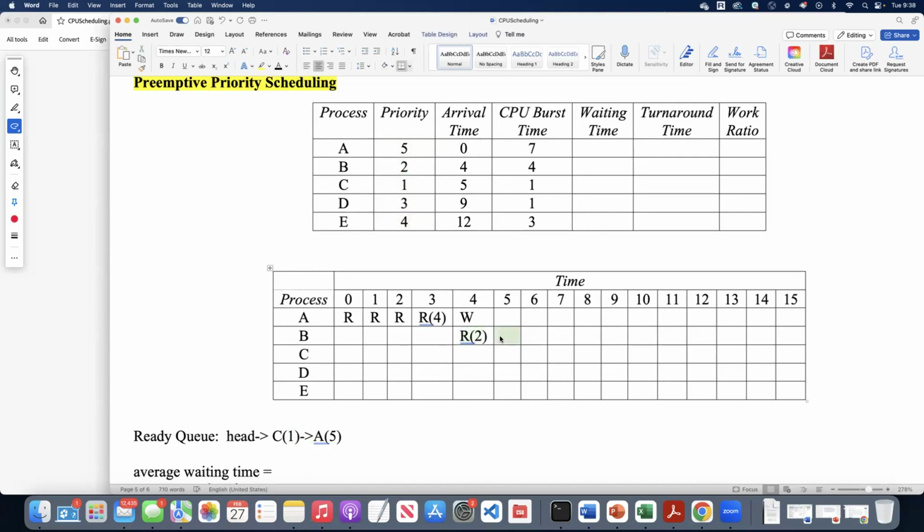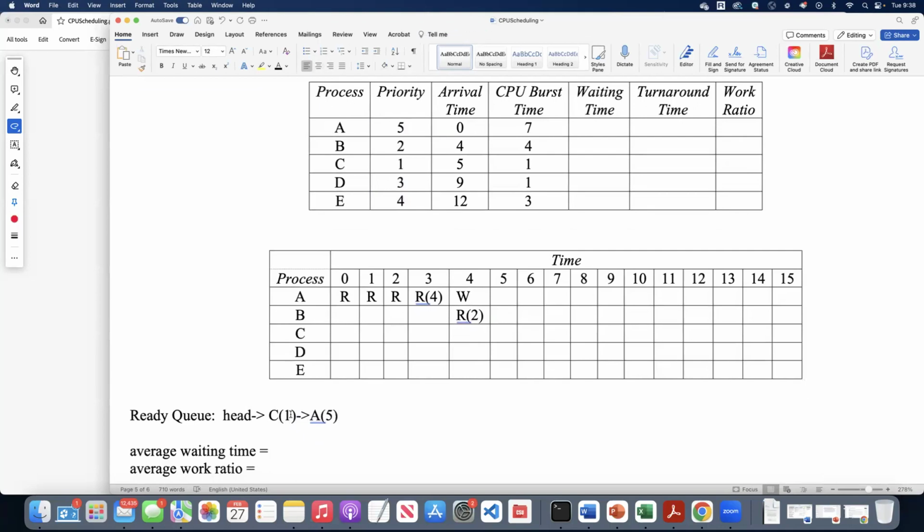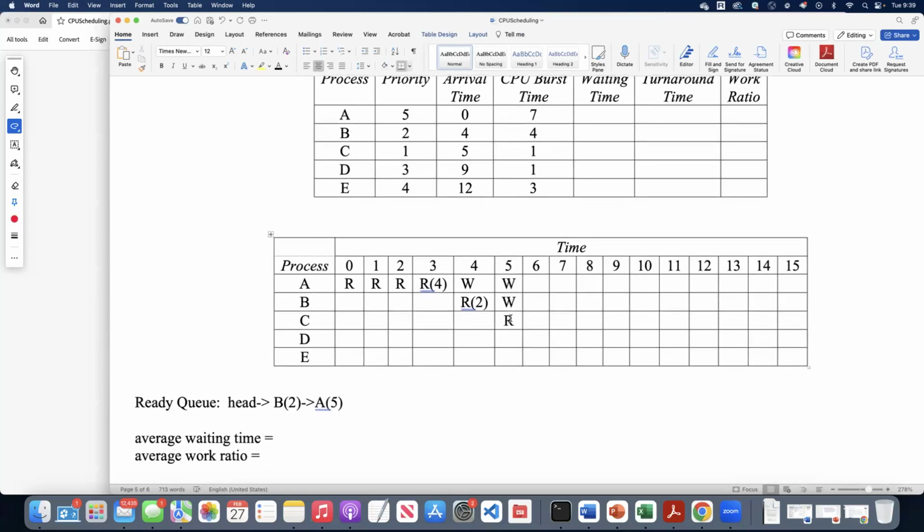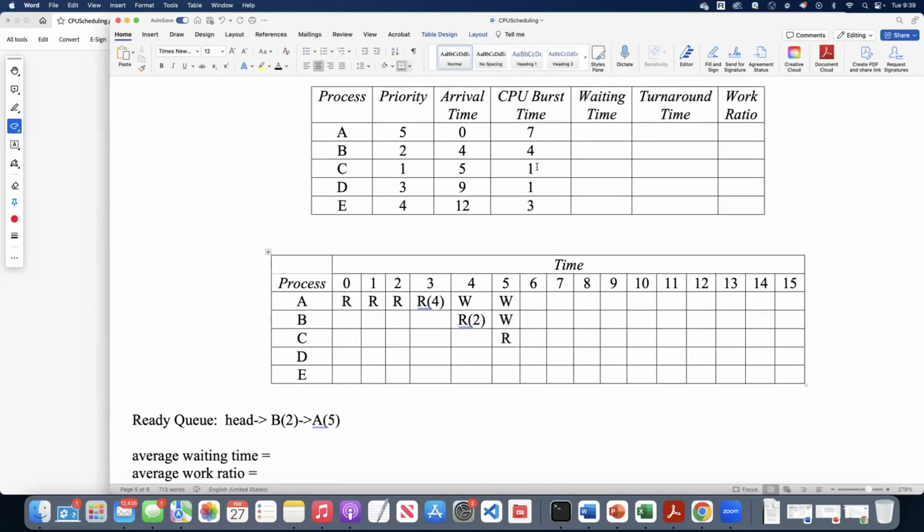So at time 5, process B is interrupted. Process B is added in the ready queue. And process C, the new process with a higher priority, or the lower priority value, is selected, dispatched to run on the CPU. Process A and B are waiting in the ready queue.